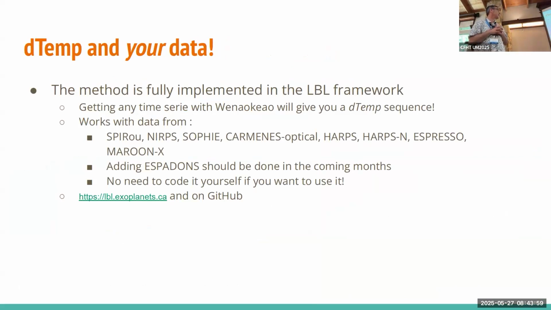And getting to the end. So it's fully implemented in the LBL framework. Any time series will give you a dTEMP sequence. Okay. So we already coded it for SPIRou, Sophie, when you see the list here, not yet ESPaDOnS. We have to sit and do it. It's on our to-do list. The dTEMP, the derivative spectra, are defined in the HARPS domain and in the SPIRou domain, so we will need to recreate them for ESPaDOnS. No bad. We just need to sit and do it, but it's on our to-do list.